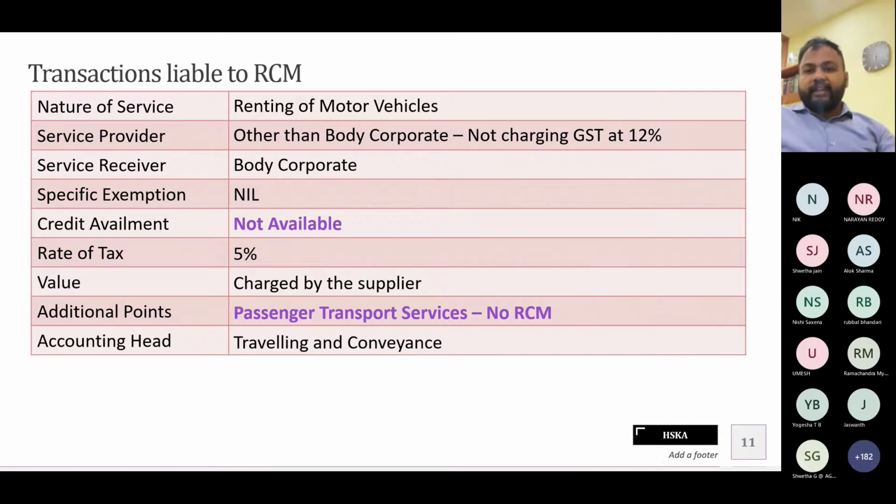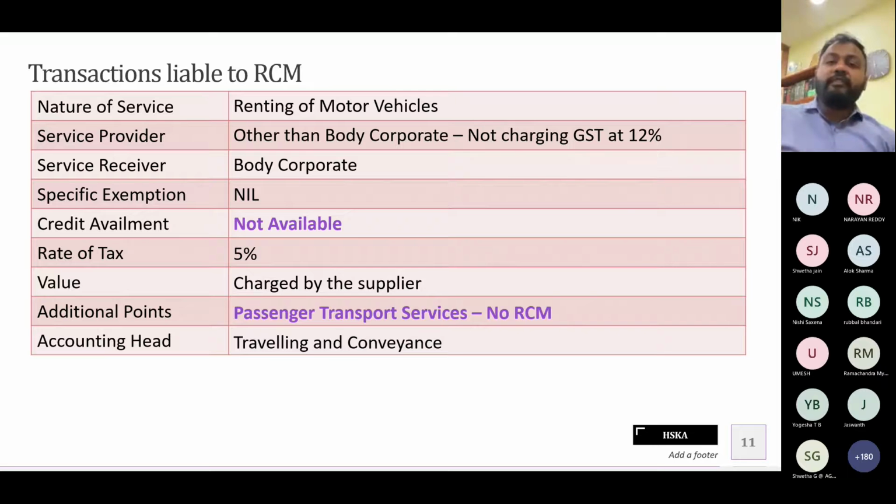We move to the next line item, renting of motor vehicles. Okay, there's a possibility of confusion. There are two categories of services: renting of motor vehicle and passenger transport services. Very clear. The recent circular also says RCM is applicable only on renting of motor vehicles and not on passenger transport services. Now, who should be the service provider? Service provider should be any person other than a body corporate.